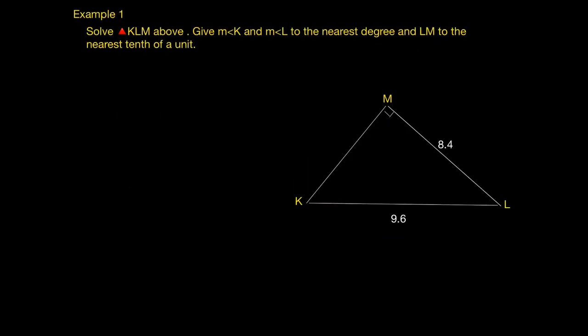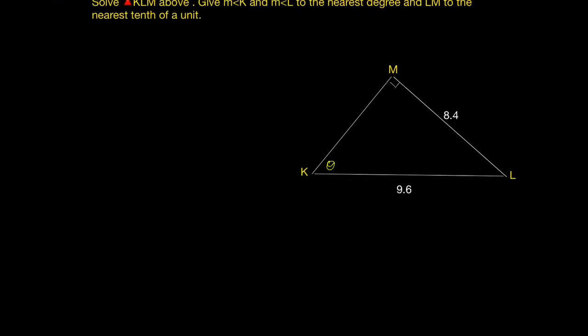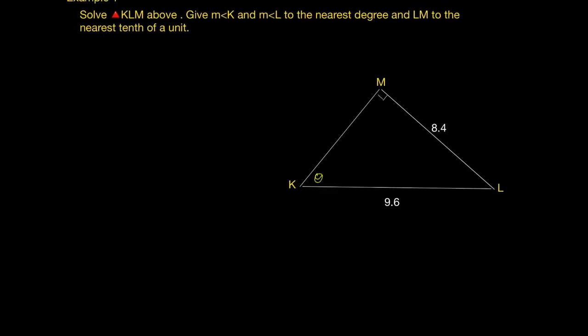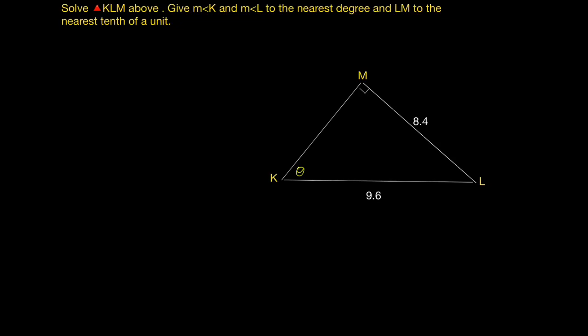So here, again, I have to solve for all of these missing pieces. So I'm going to begin with K. So I'm going to label K as theta. I like doing trig with Greek letters. If you're comfortable, you could just leave it as K. So here, I know that the side across of theta is going to be my opposite side. And the side across 90 degrees is going to be the hypotenuse. So these labels are in reference to theta.